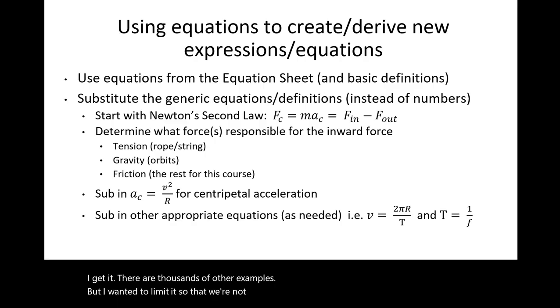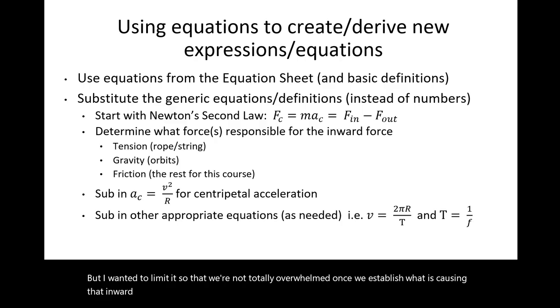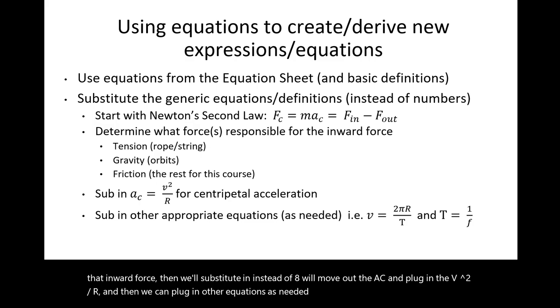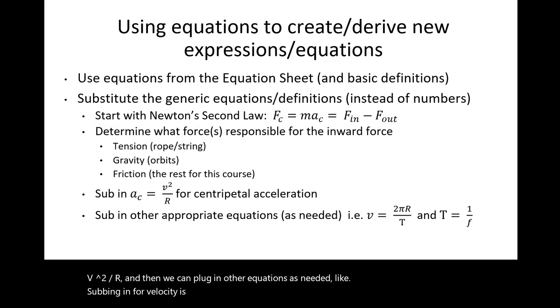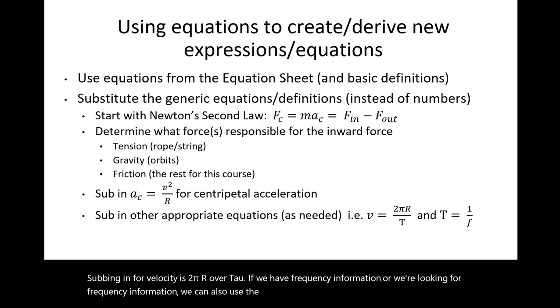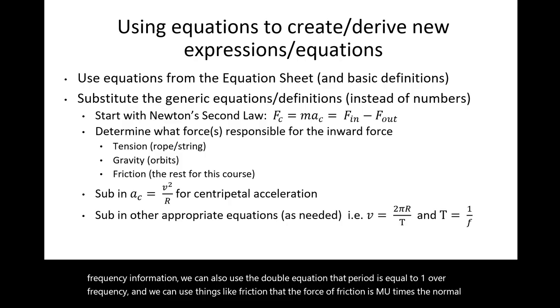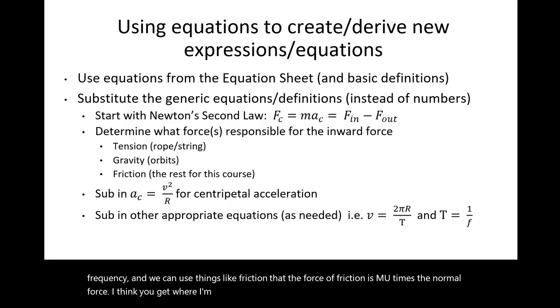I get it. There are thousands of other examples, but I wanted to limit it so that we're not totally overwhelmed. Once we establish what is causing that inward force, then we'll substitute in, instead of a, we'll move out the a c and plug in the v squared over r, and then we can plug in other equations as needed, like subbing in for velocity as 2 pi r over tau. If we have frequency information or we're looking for frequency information, we can also use the devil equation that period is equal to 1 over frequency. And we can use things like friction, that the force of friction is mu times the normal force. I think you get where I'm going. Now it's time for you to do some problems.